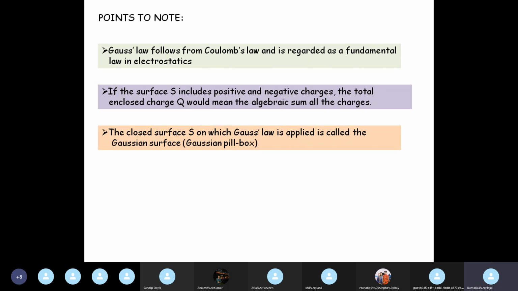The closed surface S on which Gauss's law is applied is called the Gaussian surface or the Gaussian pillbox. We'll see what this means as we do applications of Gauss's law. But we have to apply Gauss's law on a closed surface, because Gauss's law is applicable only for a closed surface. Remember, we are applying Gauss's law when a closed surface is enclosing a certain volume. That is when we can apply Gauss's law.